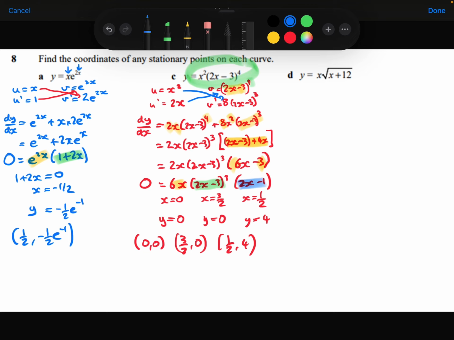Part D. Again, product rule, because we've got the x being multiplied by the x plus 12 to the power of 1/2. So my u function is going to be the x, my v function is going to be the x plus 12 to the power of 1/2. Differentiating x, I get 1. Differentiating x plus 12 to the power of 1/2, I get 1/2 times x plus 12 to the power of minus 1/2.